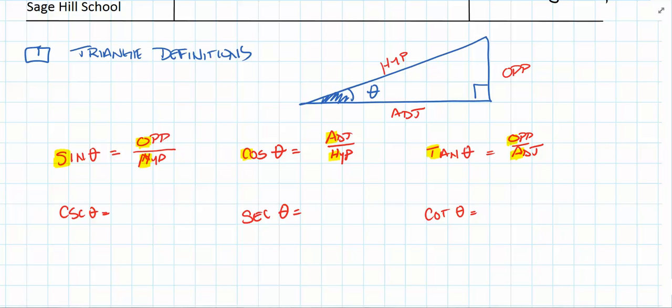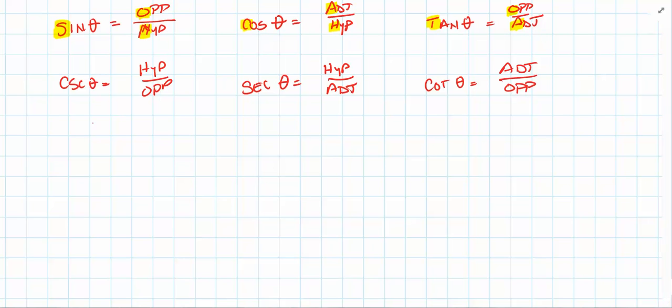Then we automatically have the bottom 3 because they are reciprocals of each other. So the cotangent is defined to be what over what? Adjacent over opposite. The secant is the hypotenuse over the adjacent. And the cosecant is the hypotenuse over the opposite. Okay, let's do an example.